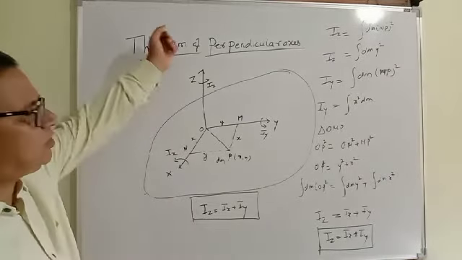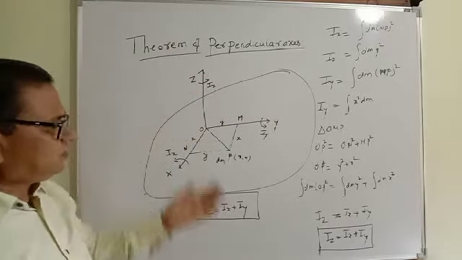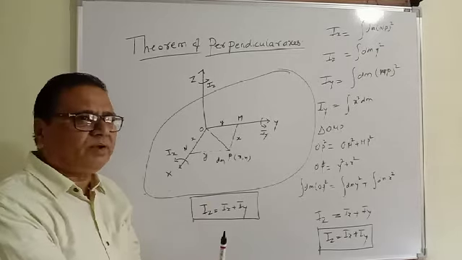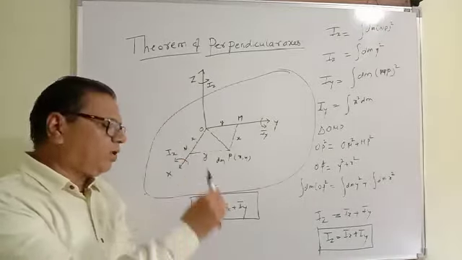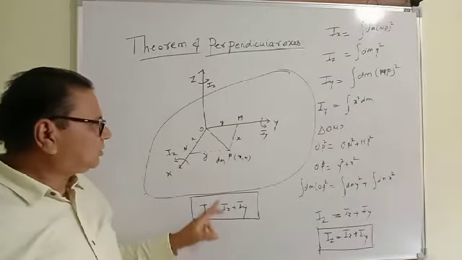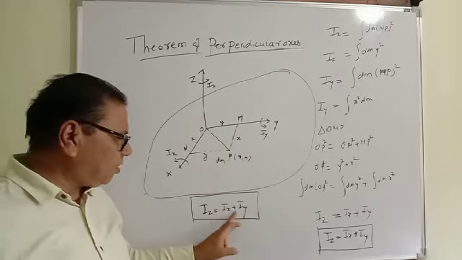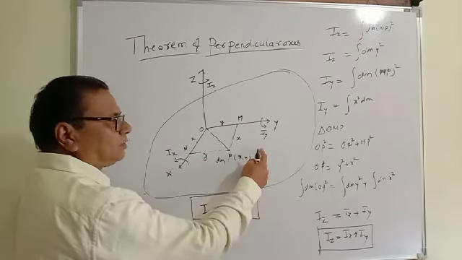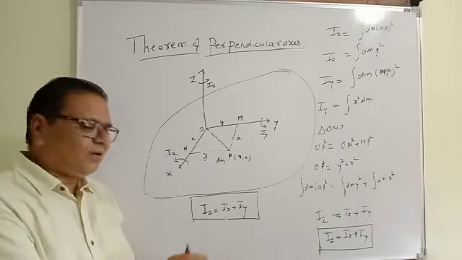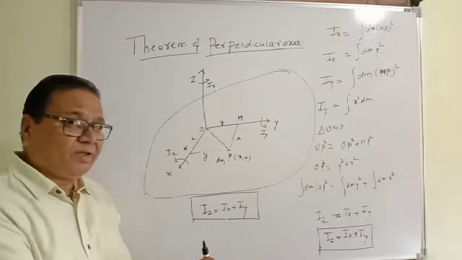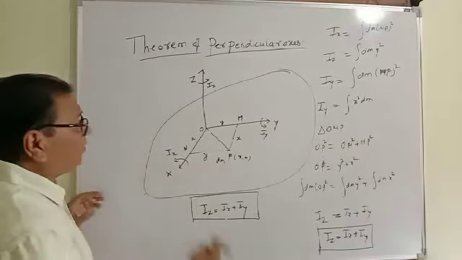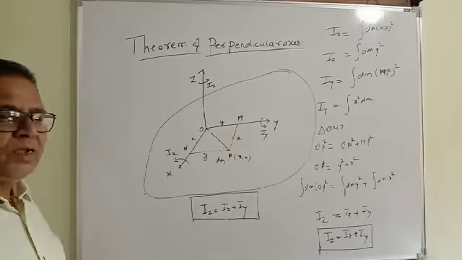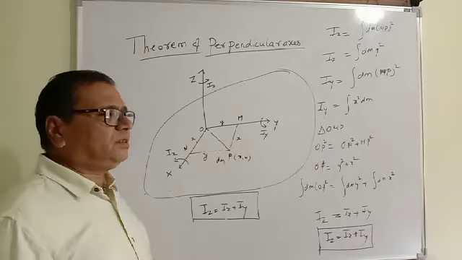So, the moment of inertia of a plane lamina about an axis perpendicular to the plane of the lamina is the sum of the moments of inertia about two mutually perpendicular axes in the plane of the lamina. The important thing is that they intersect at a point where the perpendicular axis cuts the lamina.